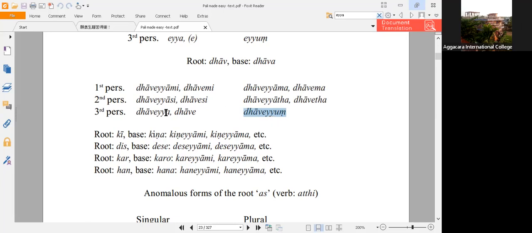Okay, so we try. Let's say the first one will be Kineya. You just remember E. So it will be K-I-N-E. Kineya, then Kineyum, Kineyasi, Kineyata, Kineyami, Kineyama. Then the short one: Kine, Kineyum, Kinesi, Kineta, Kinemi, Kinema. Right? Okay, how about the second one? Who wants to try?